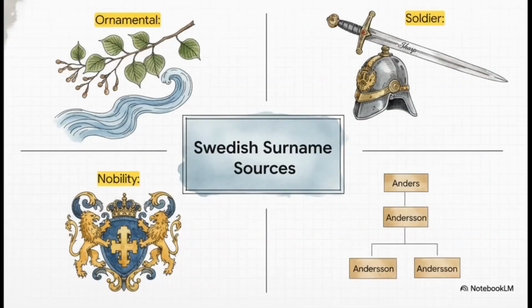So where did all these new names even come from? A lot of Swedes just made up what are called ornamental names, combining words from nature. Soldiers got these cool, powerful names like Sharp. And of course, a ton of people just froze their patronymic name.